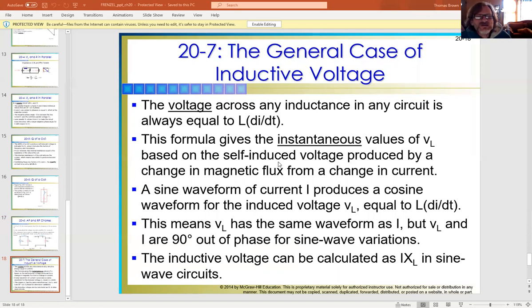The general case, this is pretty much the close of this too, by the way. The general case of inductive voltage. These are just unique phenomena to observe, like, okay, what happens here? The voltage across any inductance in any circuit is always equal to this. And it's an Ohm's law variant, right? So we're looking at L, and then what he's multiplying it by, that's a derivative formula from calculus. We're looking at the change of I with respect to the change of time.